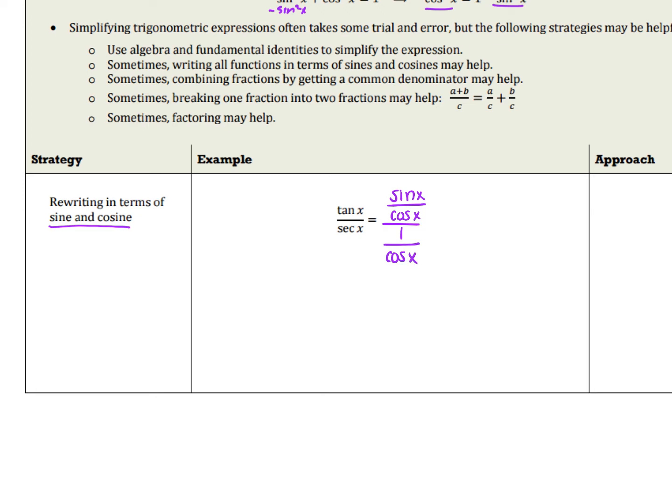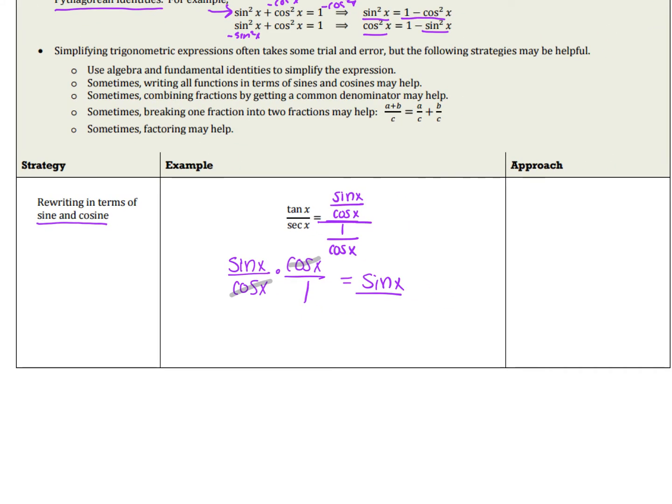Now I have a fraction divided by a fraction, so I'm going to do the top fraction multiplied by the reciprocal of the bottom fraction. My cosines are going to simplify, and so I'll be left with sine over 1, which is just sine, which will be the fully simplified form. So let's talk a little bit about the approach. So the first thing we did was we rewrote tangent in terms of sine over cosine and secant in terms of 1 over cosine.